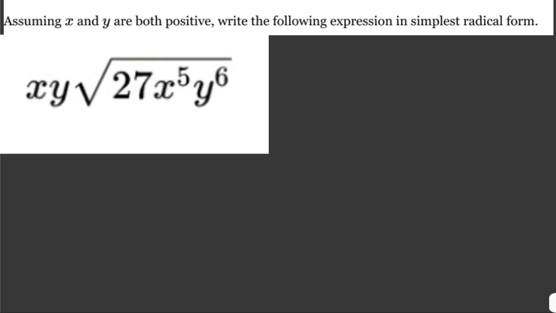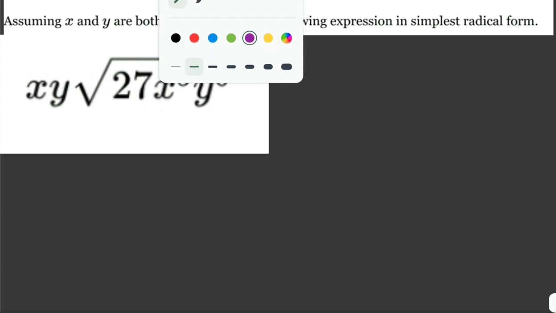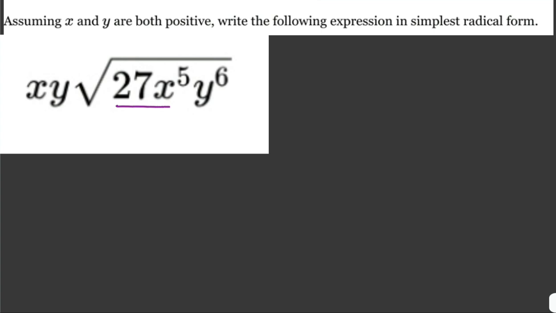Assuming x and y are both positive, write the following expression in simplest radical form. So we're given this expression, xy times the square root of 27x to the 5th y to the 6th. Alright, so how do we simplify this? Take note that the expression inside the radical, we call this the radicand. We just have to factor this. So we have here the constant, or the number, which is 27, and the variables. We just have to factor the number into its prime factors, and then we expand the variables.